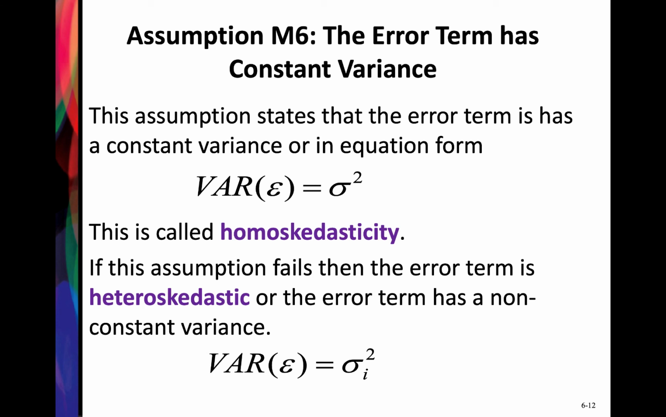And then our last assumption is M6. The error term has constant variance. And so this is what we call homoskedasticity. The variance of our error term, sometimes we do it conditional on the x's. In this case, I didn't write it like that. But the variance of our error term needs to be constant, which is sigma squared. This is homoskedasticity. If this assumption fails, then we have heteroskedasticity, or the error term has a non-constant variance.